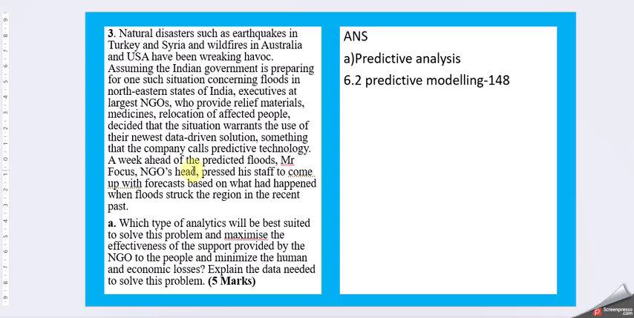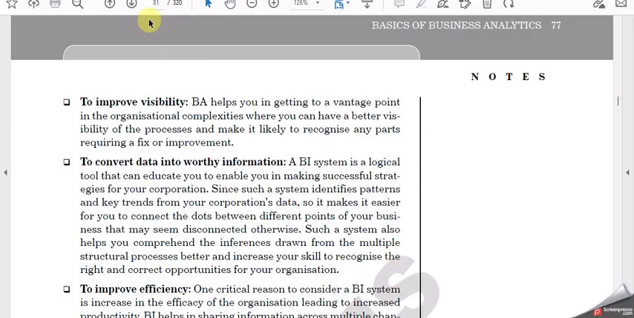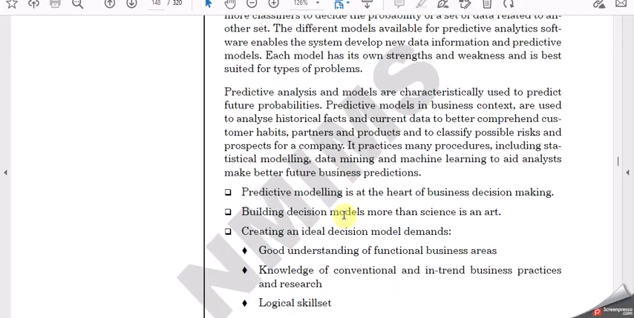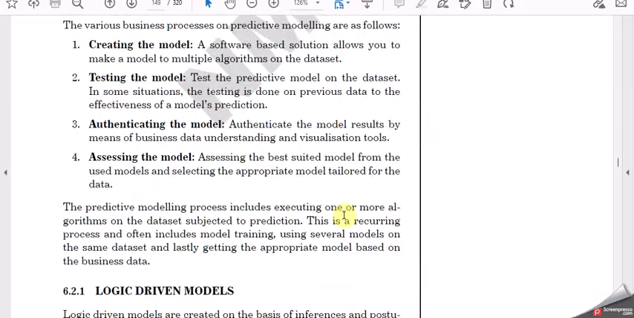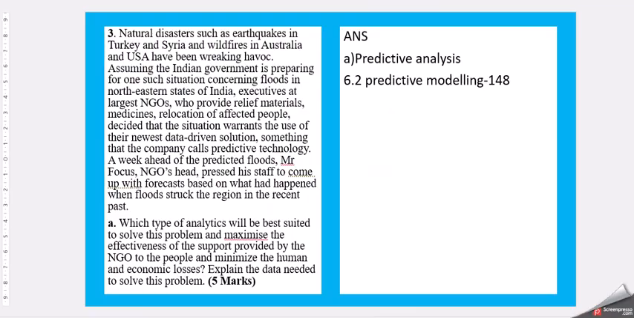Okay. Then going with part A, predictive analysis is the one they are using. What type of analytics is what has been asked. Then predictive modeling, page 148. Predictive modeling is here. Information you can take from here.